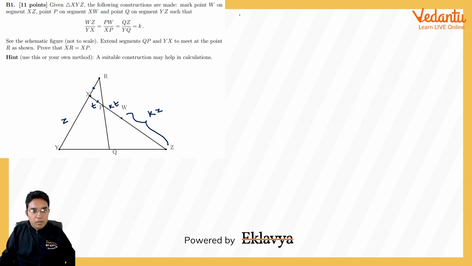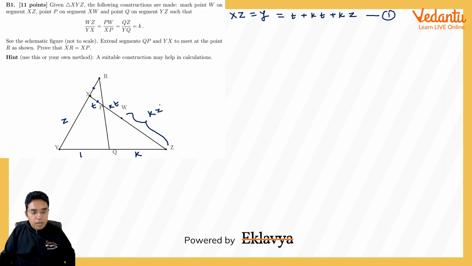And here you can check that this side XZ, which is actually opposite to capital Y, is actually the sum of three things: t, kt and kz. Okay, and the third ratio is QZ upon YQ. So this ratio is K to 1 here. Okay, now to prove this I have two methods. One is using vectors and one is using geometry.